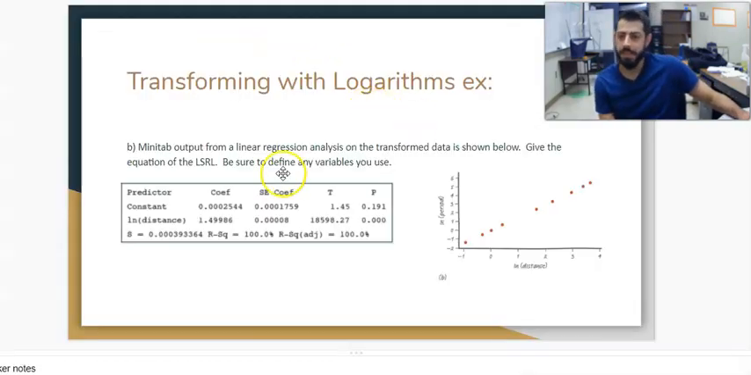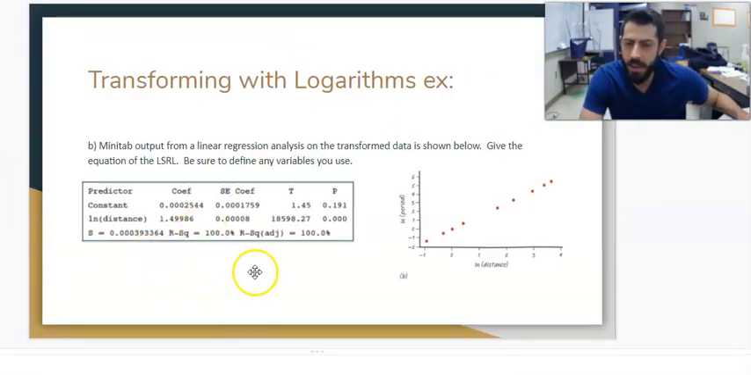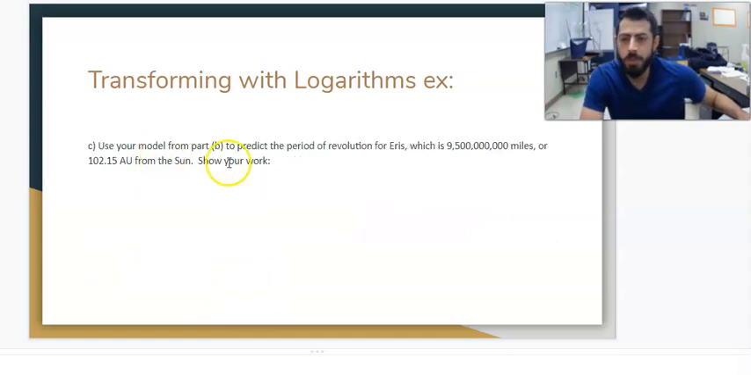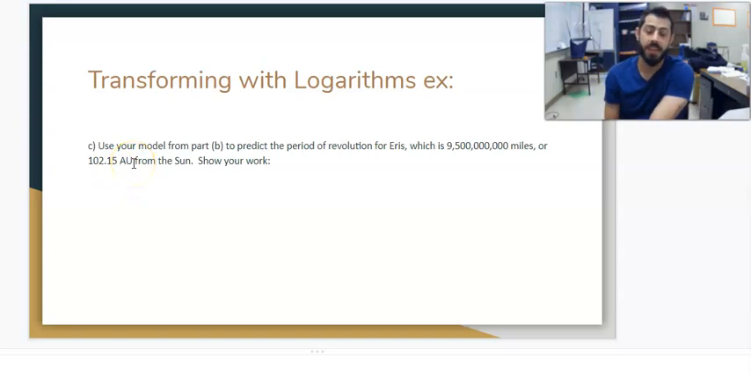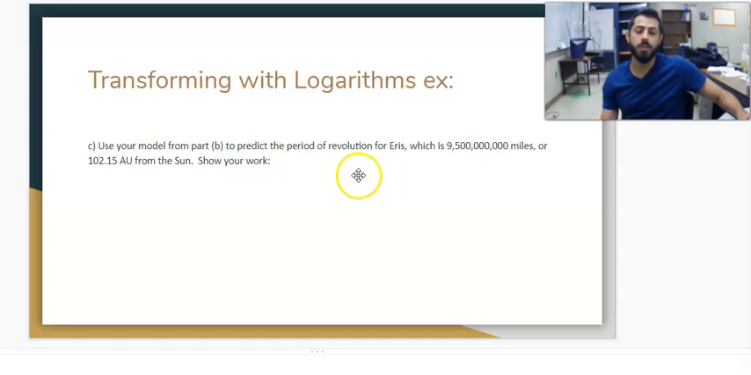Now, back to this. Use your model from part B to predict the revolution for Eris, which is 9,500,000,000 miles, or 102.15 astronomical units from the sun. I'm glad they gave us the astronomical units. I didn't feel like doing them, and it wants us to show our work.